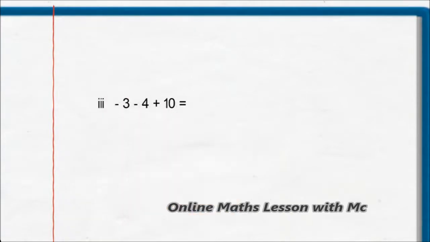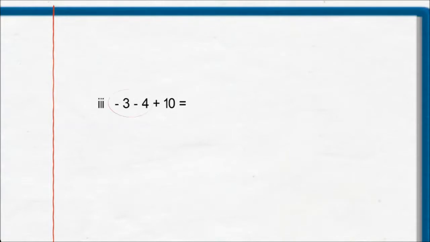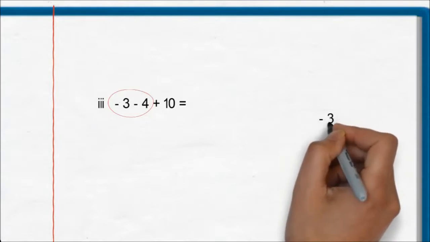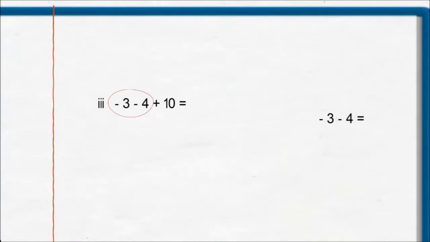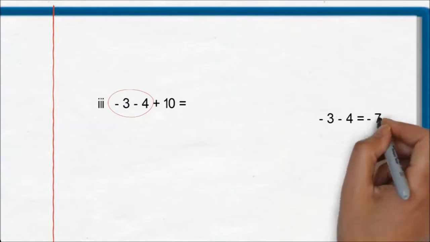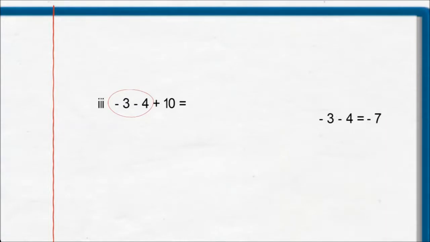Now in number 3, we have 3 numbers. So we'll deal first with the first two numbers, then use the result from the first two numbers to deal with the third part of that expression. So the first two numbers we have are minus 3 minus 4. Now this is similar to the case we just discussed. It means that minus 3 minus 4, we have two negative signs. So what happens? The result is going to be negative, and then it's going to be the negative sum of both numbers. 3 plus 4 is 7, so we're going to have a minus 7.